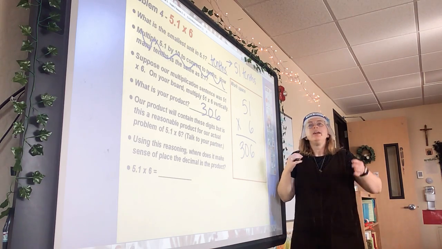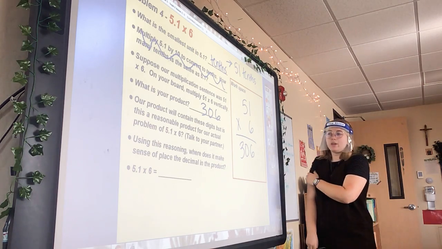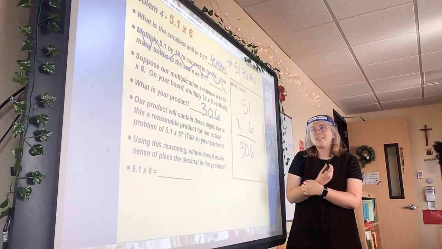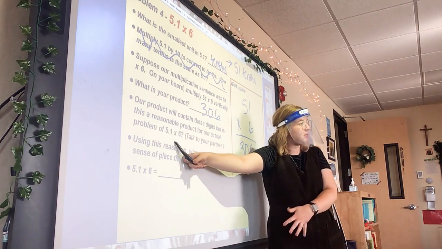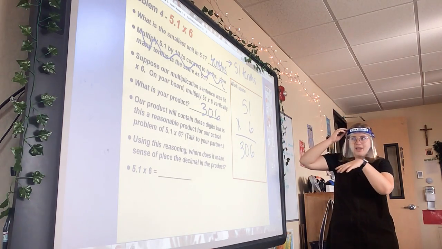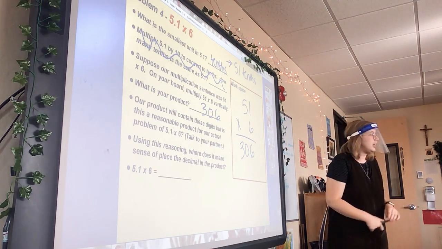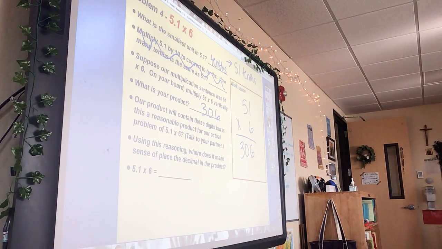Okay, so some of you are saying no. So I want you to talk with your group. Why does it not make sense to get 306 when we multiply 5.1 times 6? Kind of think about what I was talking about before this. Use your own noggin too. Why does it not make sense to get 306 from that multiplication sentence? Talk to your group. Go.